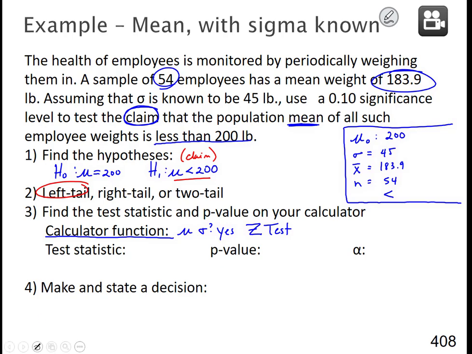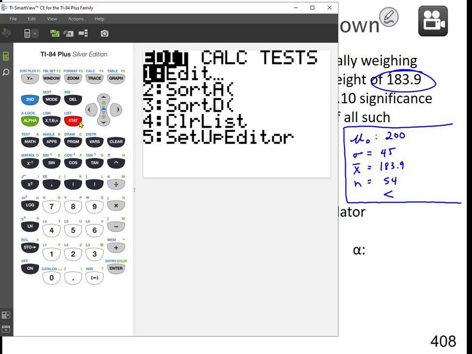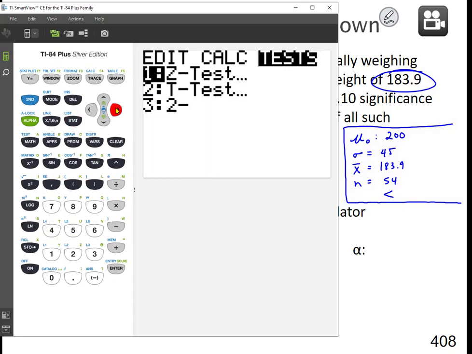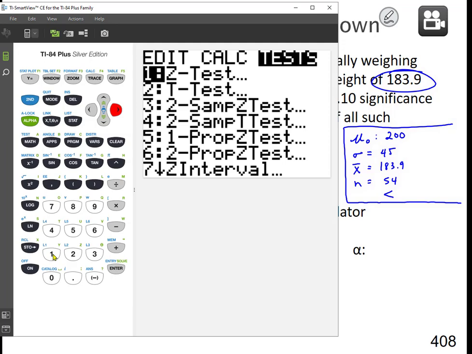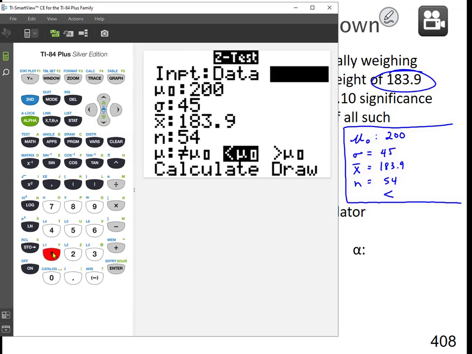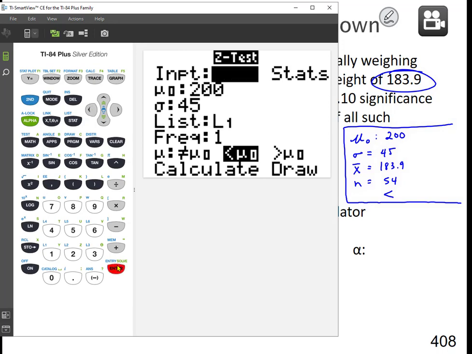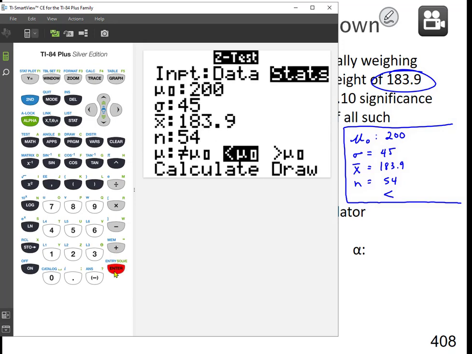And now let's put that into your calculator. Stat, right arrow twice to the tests. We're doing number 1 as a z-test. And if your calculator is still set on data, it's not going to be right. Notice it has a list there because we used lists last time. So make sure that you go to the top, hit right arrow and enter so that it is stats.